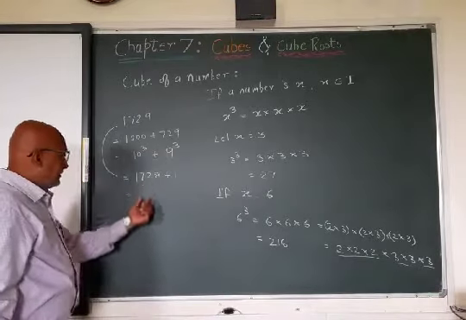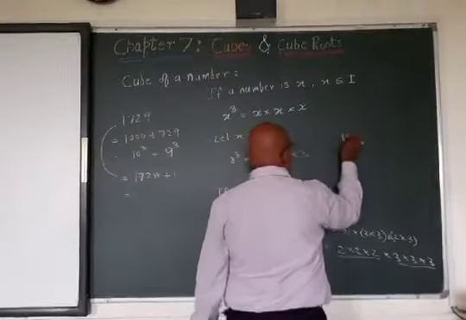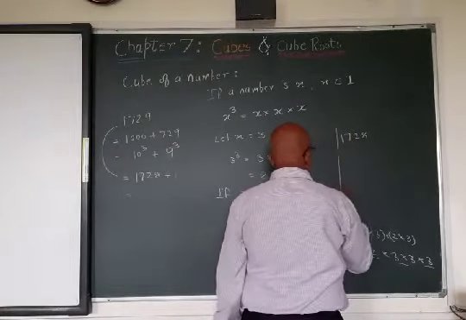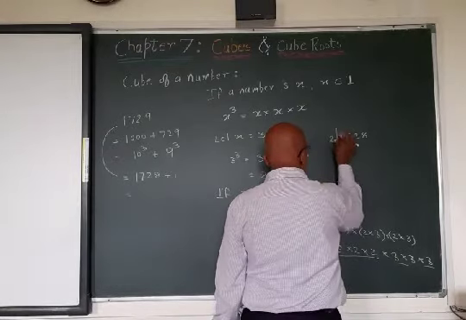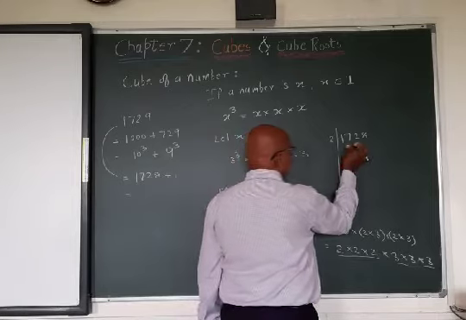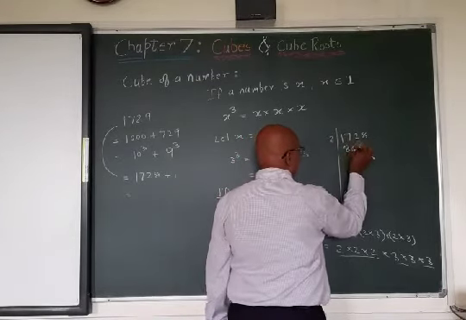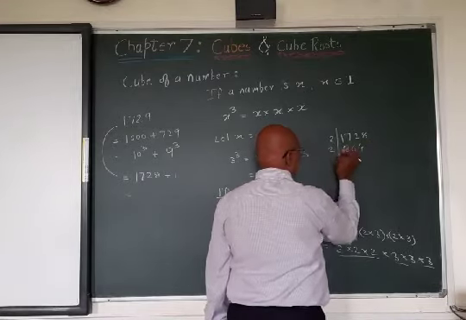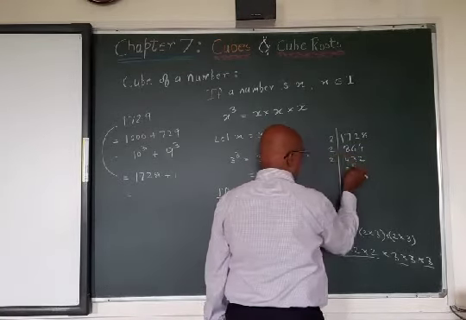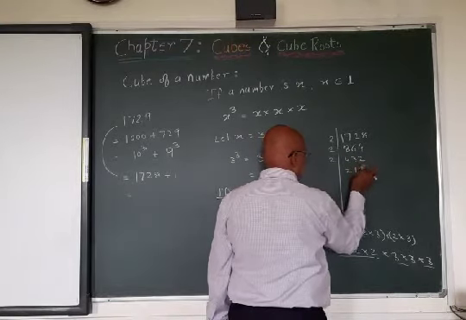Now this is the cube that we have to find. So let's find 1728 by the prime factorization method. So divide by 2, we get 864, again 2, 432, again 2, 216.